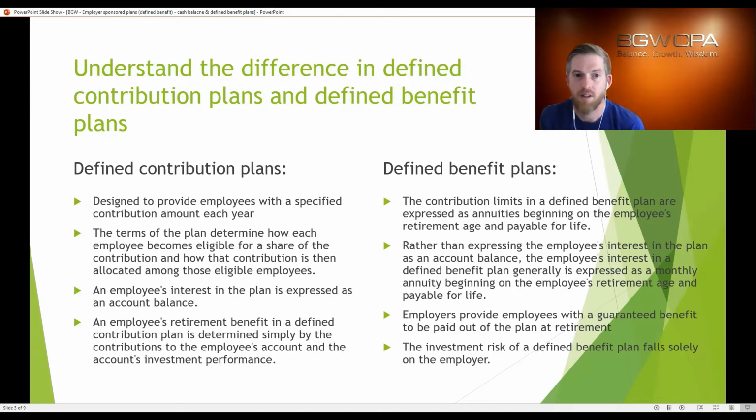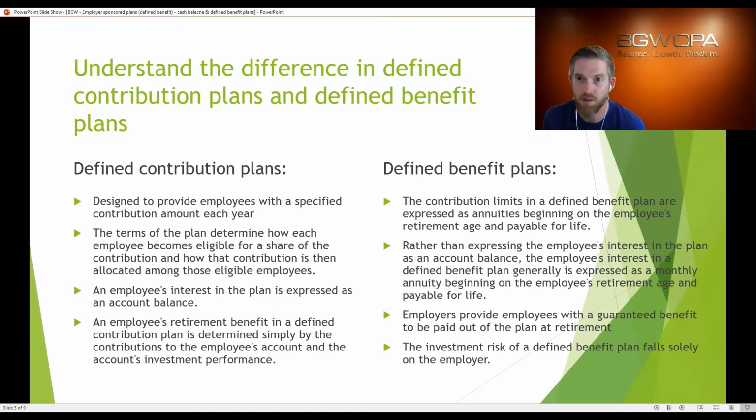So let's take a look at the defined contribution plan and a defined benefit plan. We'll look at how they are similar and how they contrast. The easiest way to think of a defined contribution plan is a 401k, where a defined benefit plan is more like a pension. Within a defined contribution plan, as the name alludes to, it's designed to provide the employees with a specified contribution amount per year.